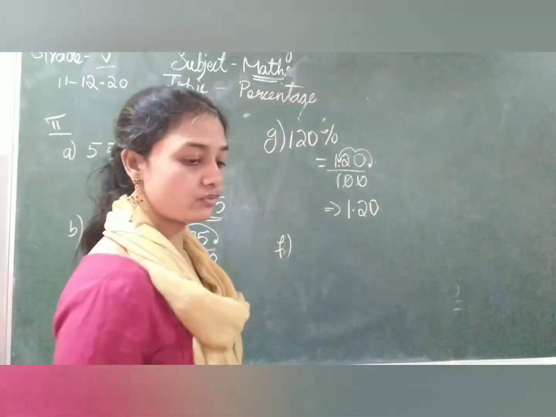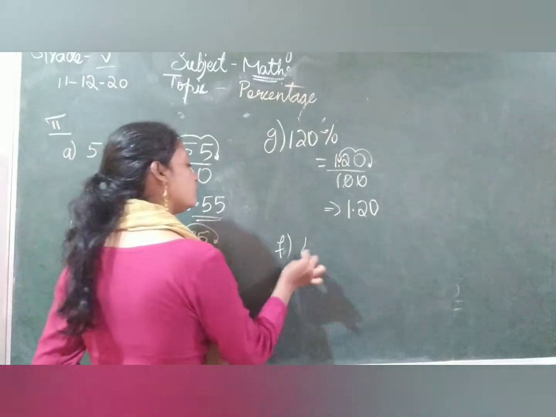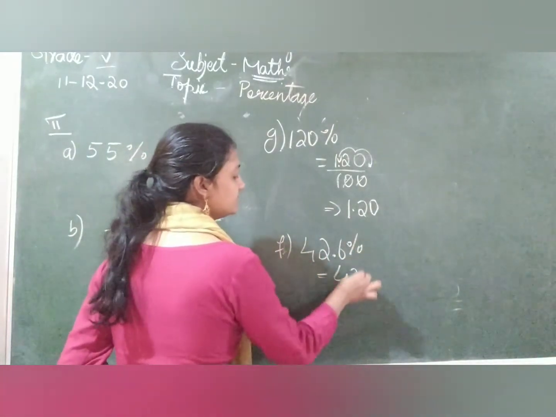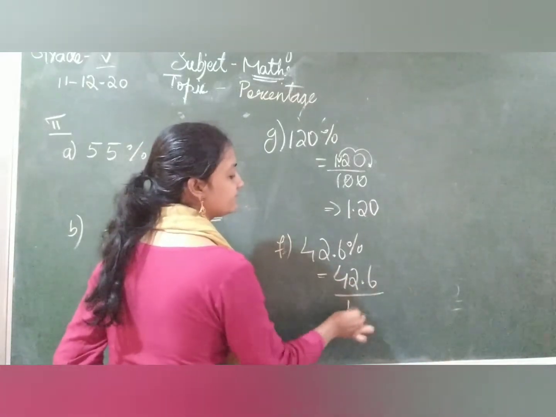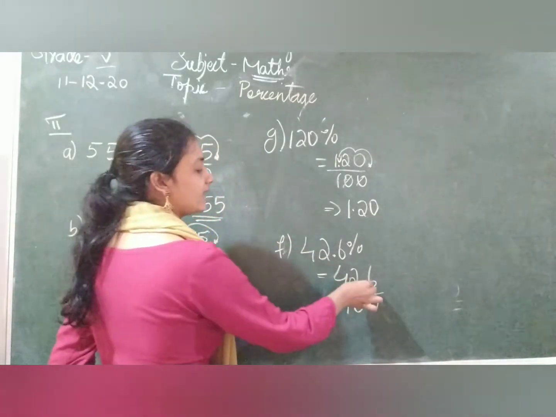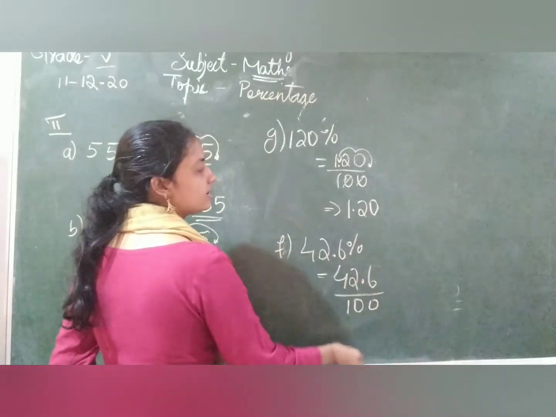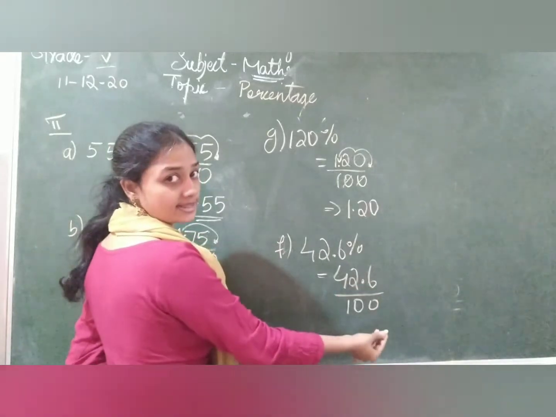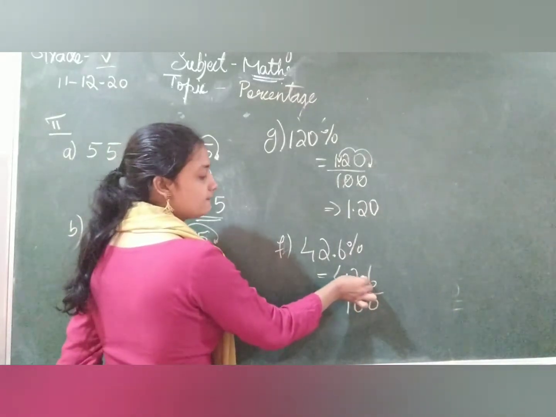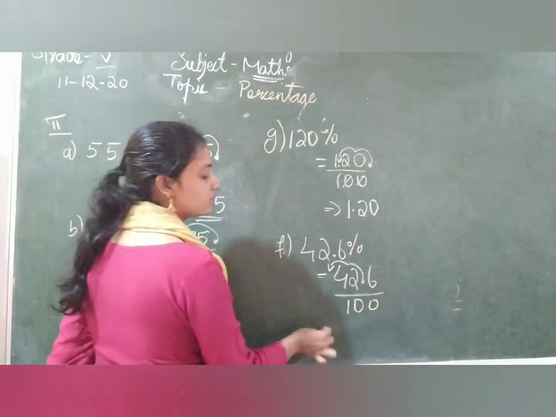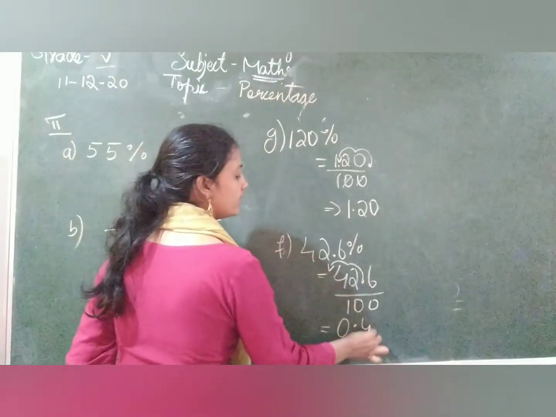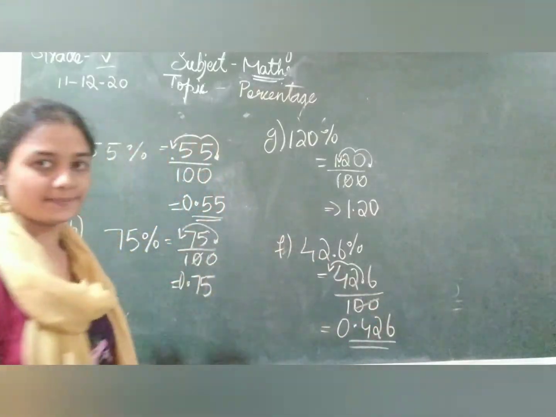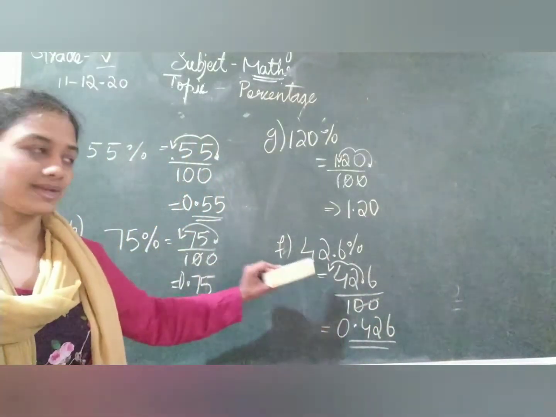Now let's take the next one, 42.6%. See this? It is 42.6 divided by 100 and I have to shift this decimal. Normally if I don't have a decimal, it will be at the last here. Here I already have a decimal, so I have to just jump 2 steps. So my answer will be 0.426. This is my final answer. So let me show you one more sum like this.